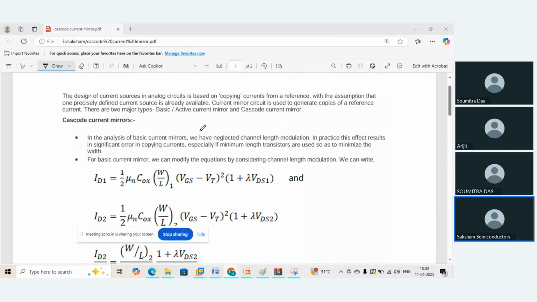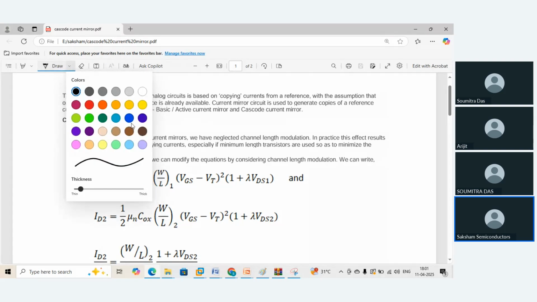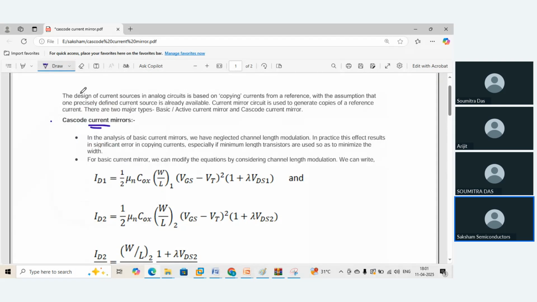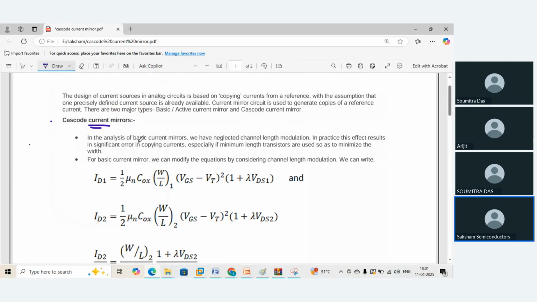Okay, so basically till now we were discussing simple current mirrors. Now we'll go one step ahead and try to have some advancements in the current mirror, and that is known as a cascode current mirror. What is the usage of the cascode current mirror and why do we require it, we'll try to see. I'll forward this document also at the end of the session.